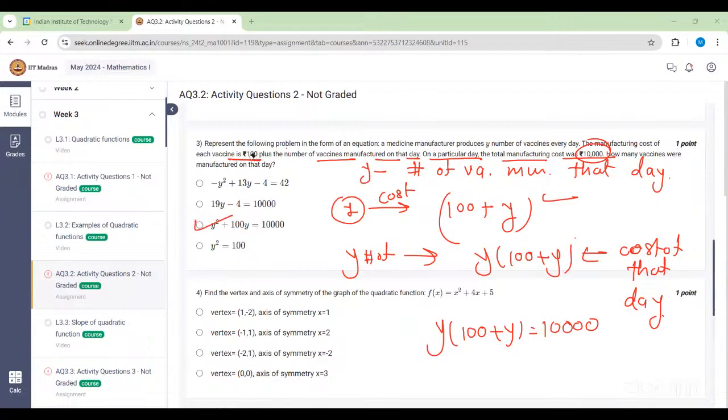Is that okay? Any doubt in this question? Repeat these steps again, ma'am. Sorry, what? Ma'am, repeat these steps again, ma'am.